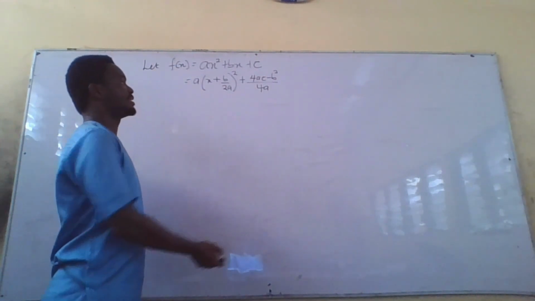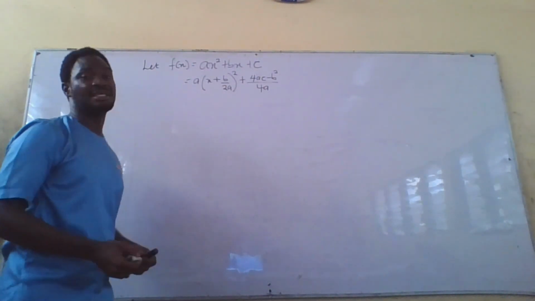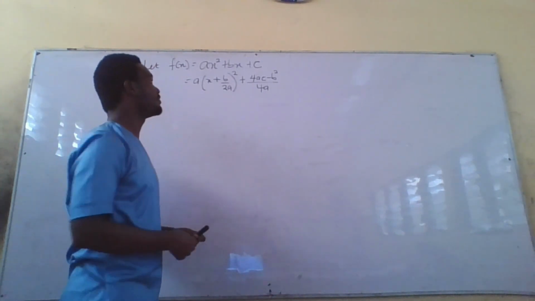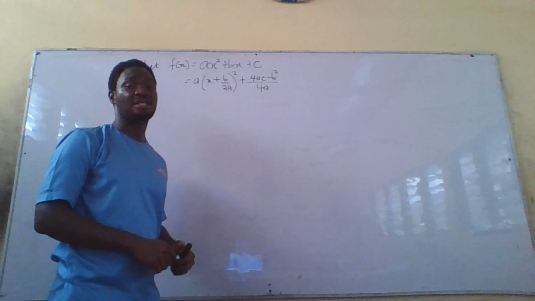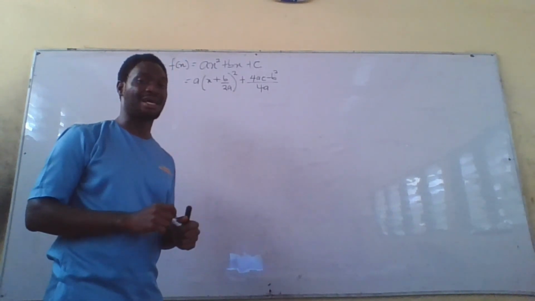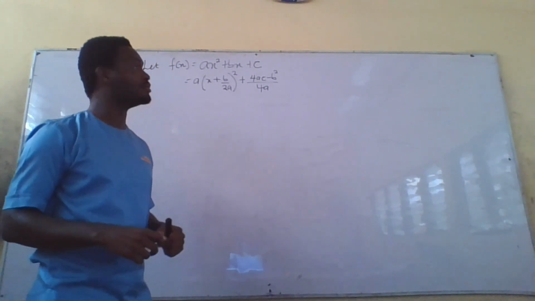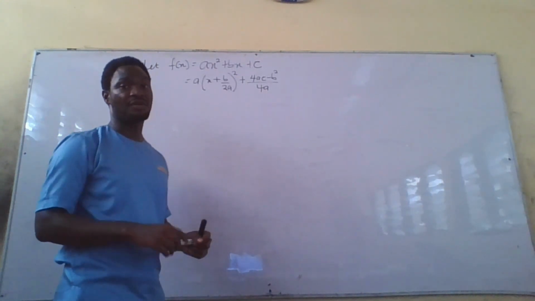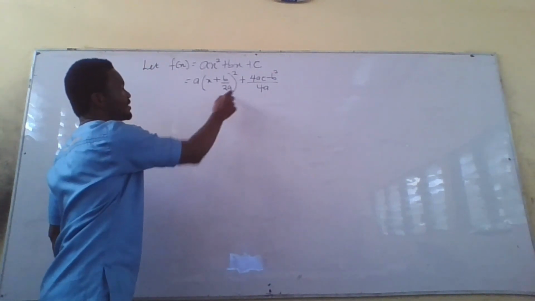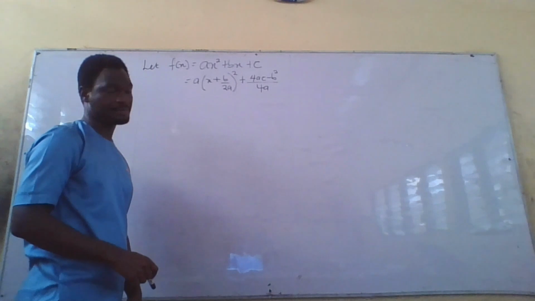Let us note that the expression 4ac minus b squared is a constant. It does not involve the variable x. And so it's not responsible for the growth or the decline in the function f of x. If we want to study the growth or decline in the function, we have to examine this first term, the term which involves the x.